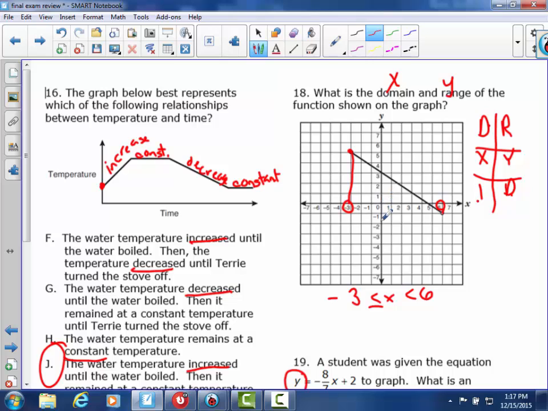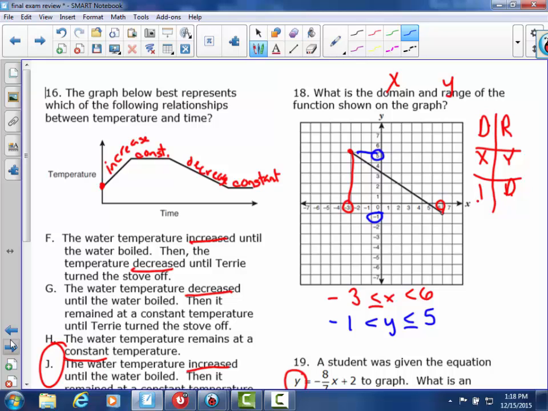Okay, we do the range similarly, but we have to change it up because the range is the y values. So we're going from one end to the other. We always start with our lowest value, so we go from negative 1 up to 5, and again the 5 is colored in, so it's included, it's equal. At negative 1 we're not included, so no line.